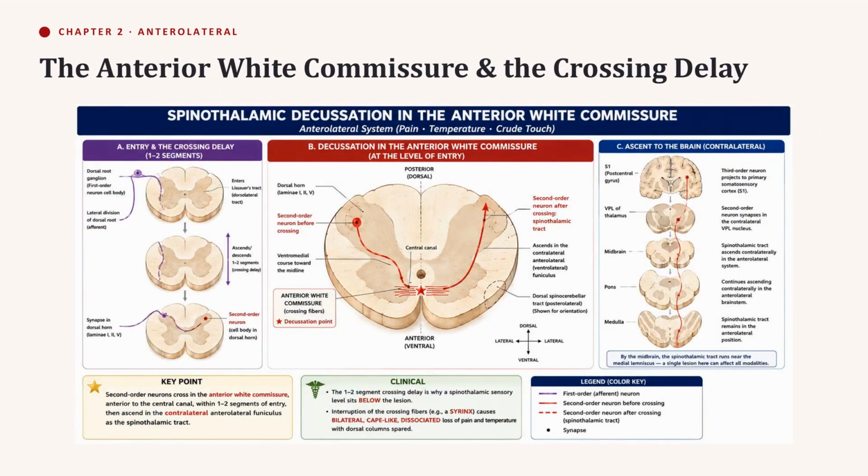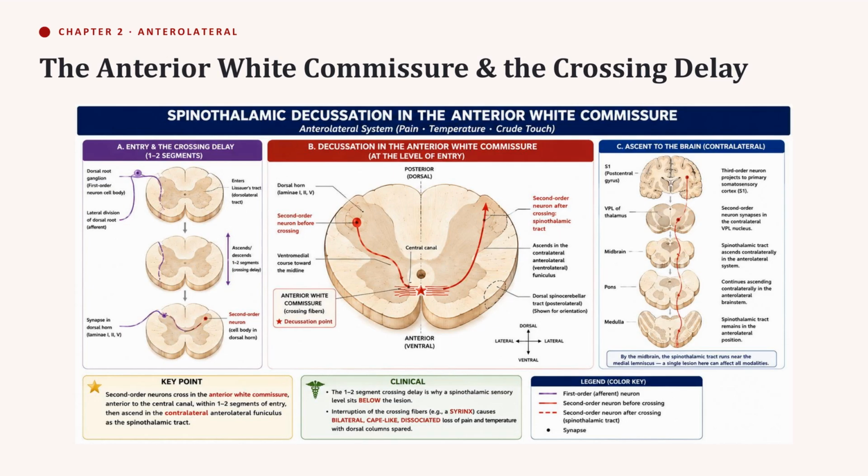This is the crossing that defines the anterolateral system, and it's worth slowing down for because it explains 2 of the highest yield findings in the whole cord. On the last slides, the first order neuron entered and synapsed in the dorsal horn. Now watch the second order neuron in blue leave the dorsal horn and sweep toward the midline.